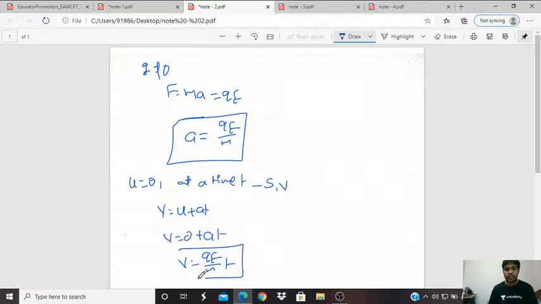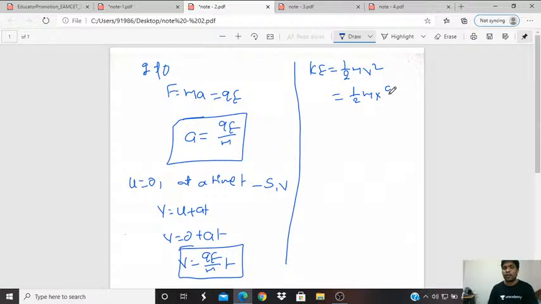This is the velocity. So what about its kinetic energy? Kinetic energy is half m v square, so half m into q square E square t square by m square. M gets cancelled, so q square E square t square by 2m is the kinetic energy.